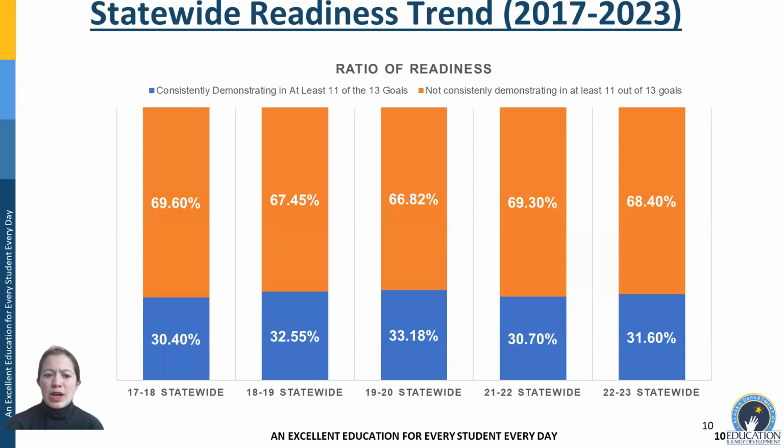And as you can see, we've got statewide data going all the way back to 2010, which was the first implementation of the ADP. The trend has been pretty clear that it's been around 30% of students who consistently demonstrate on at least 11 of those 13 goals, which is 80% of those goals, whereas almost 70% are not consistently demonstrating on at least 11 of those 13 goals. And so the majority of the children who enter kindergarten are not displaying those kindergarten-ready skills.